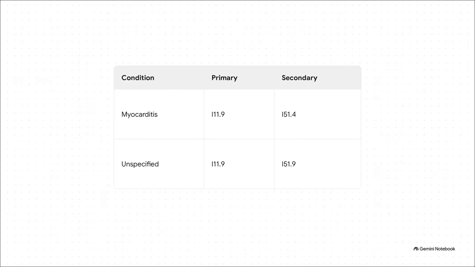Are you ready? If you are assigning I-11.9 for myocardial degeneration, which is I-51.5, or cardiomegaly, which is I-51.7, you assign only I-11.9. I'll say it again. Do not assign an additional I-51 code for those two specific conditions starting October 2025. It's just the I-11.9. That is a massive rule change to watch out for.